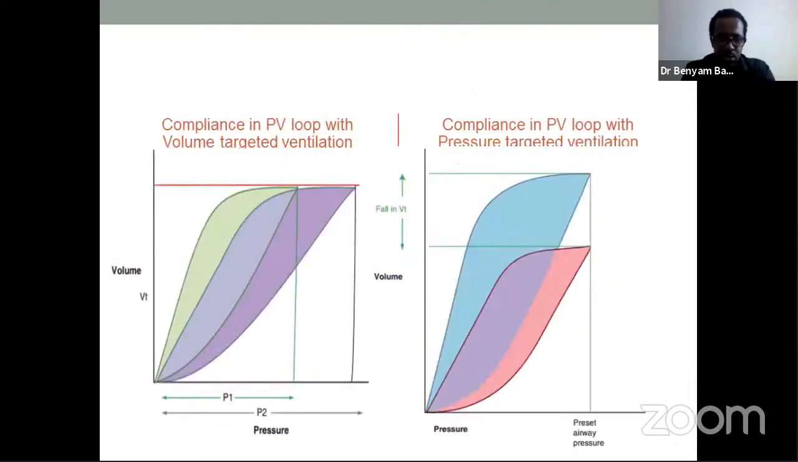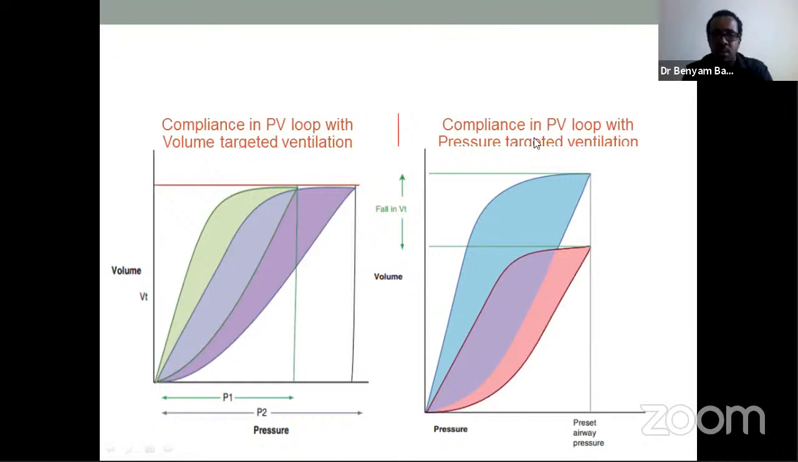So this is what the loop would look like. As you can see here, the pressure 1, or P1, is represented here. For this P1, we achieve a certain tidal volume. For P2, it takes a larger pressure to achieve the same tidal volume. So the more the loop is tilted to the right side, the more it implies poor compliance, with P1 being a normal compliance if you are using volume targeted ventilation.